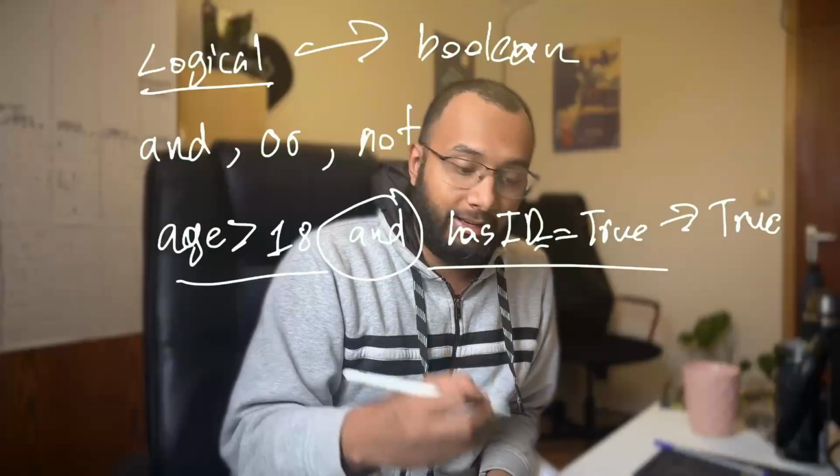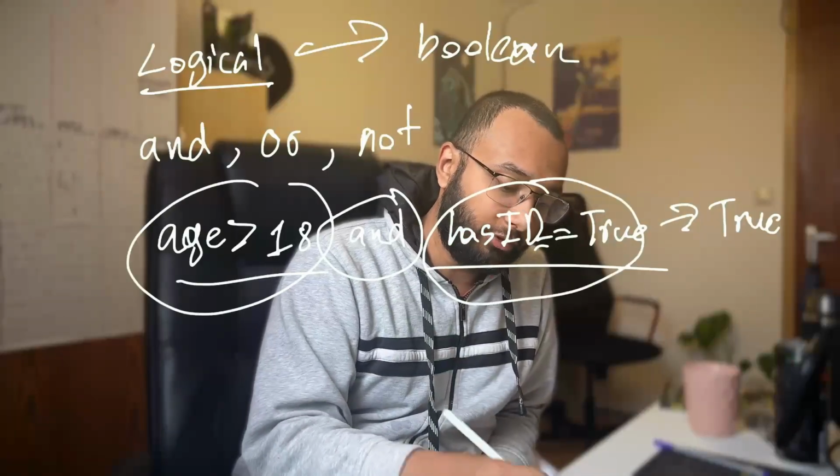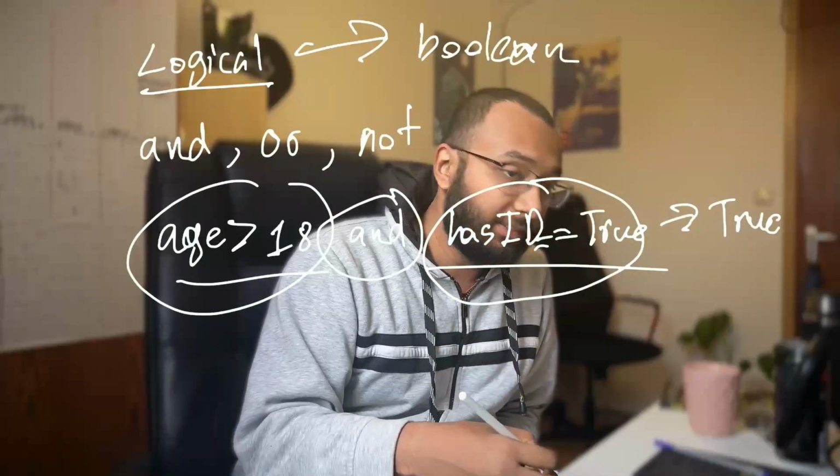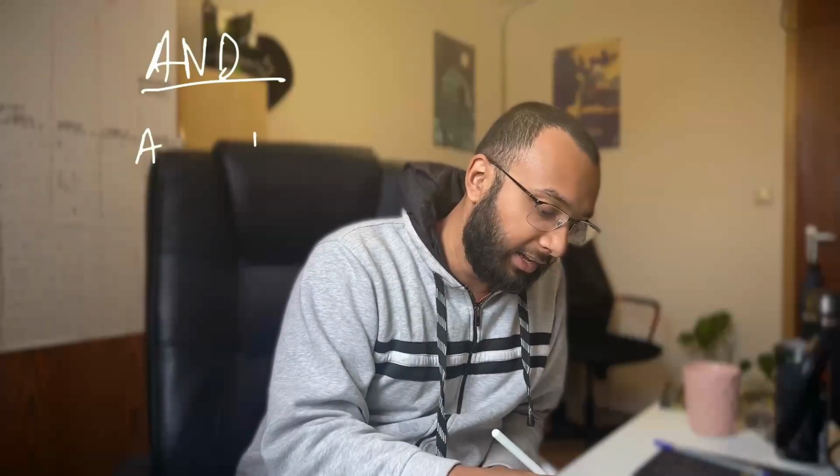So this is how both parts have to be true for AND to be true. So let's go a bit deeper on the AND. We've got some tables so we can understand. For the AND table, it's pretty simple. The AND table is when you have two different inputs, two different conditions. It can be condition A and condition B.